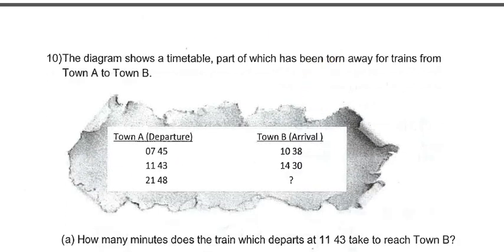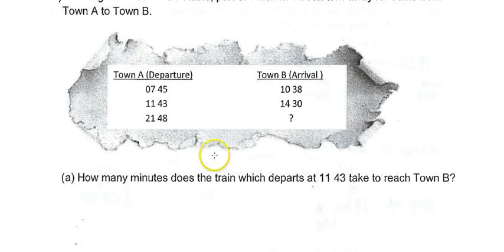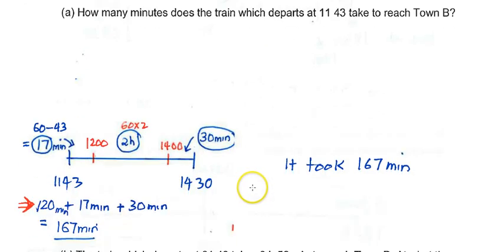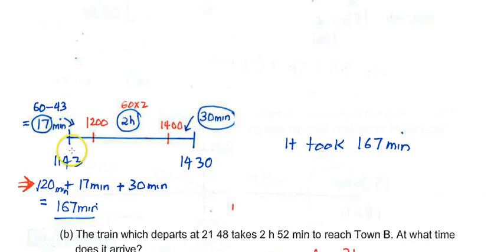Okay, let's continue. It's quite interesting to see the diagram here, their departure, and the other side is the arrival, from town A to town B. This is the train arrival panel over here. Now let's take a look, carry on. Now how many minutes does the train, which departs from 11:43, take? We are talking about this 11:43 and this, right? Over here, given the time 11:43 and 14:30. Now this is how your timeline should look.